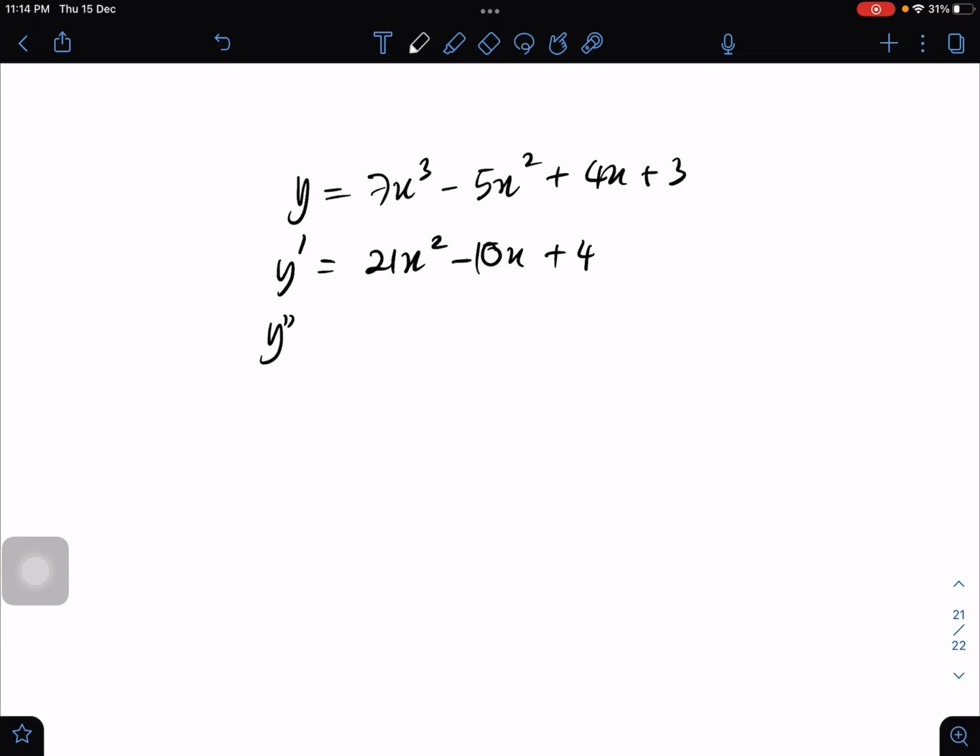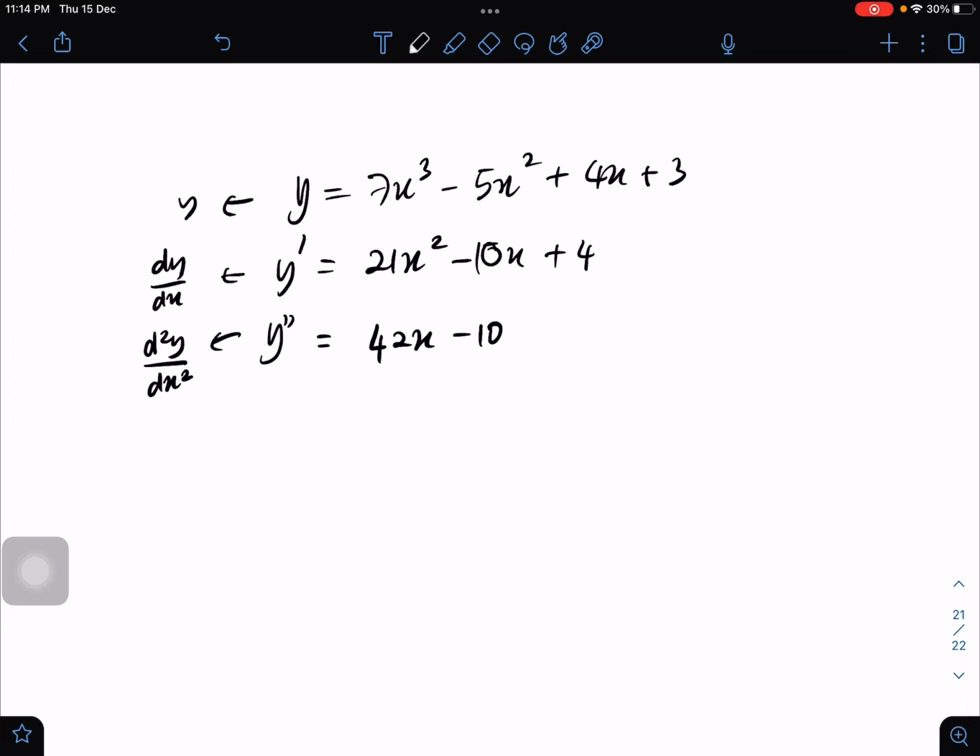And then you can actually do the second derivative. If this one is dy over dx, this one will be d squared y over dx squared, the derivative of y prime with respect to x. So this is the second derivative. You just need to differentiate with respect to x again, so you have 42x minus 10.